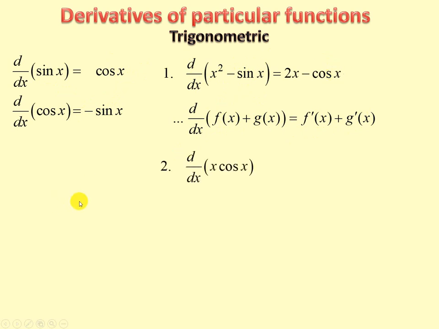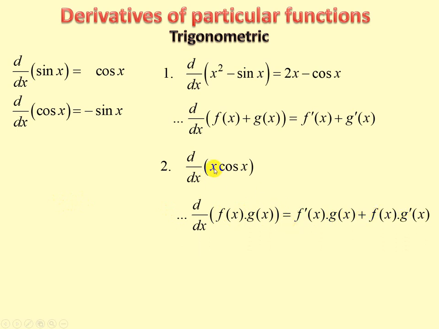Let's have a look at a product. Derivative of a product is u prime v plus u v prime. So we're going to differentiate that, leave that as it is, plus leave that as it is, differentiate that. Simplifying: cos x minus x sine x.